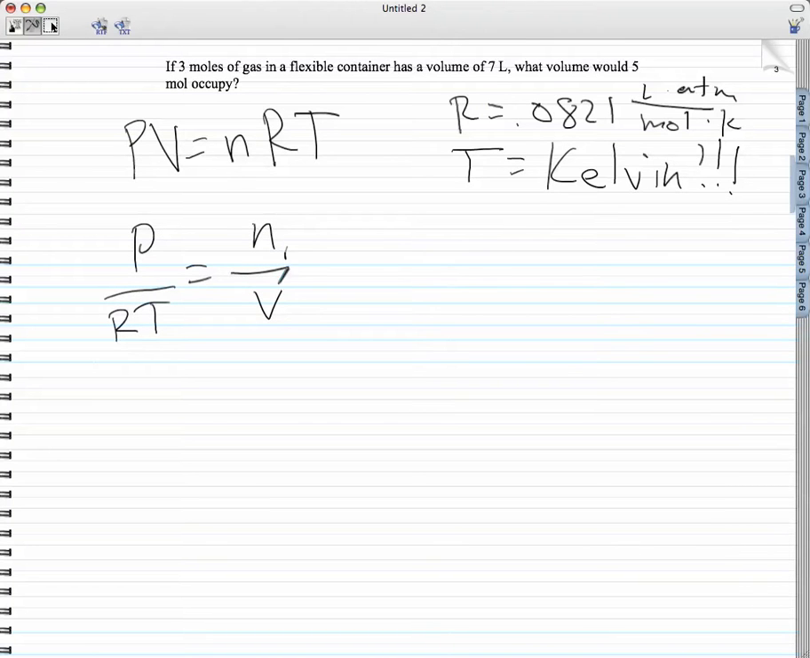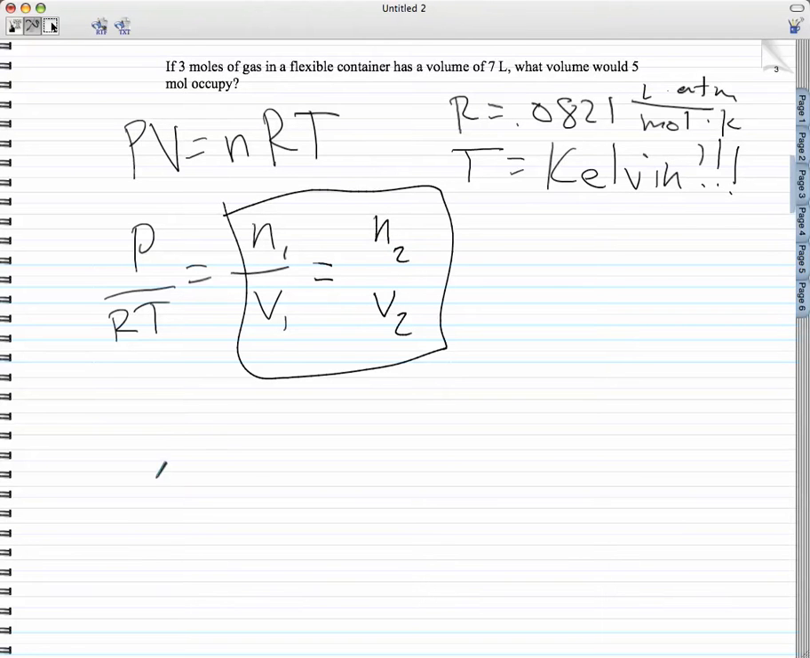Okay, and so between N1 and V1, the first situation, and our second situation, this is going to remain constant, which means N1 over V1 is going to be equal to N2 over V2. Once we rearrange this equation, all we have to do is plug in the values that we have. The only thing I'd warn you is if it is temperature, remember to have temperatures in Kelvin, but in this case we don't have to worry about that.